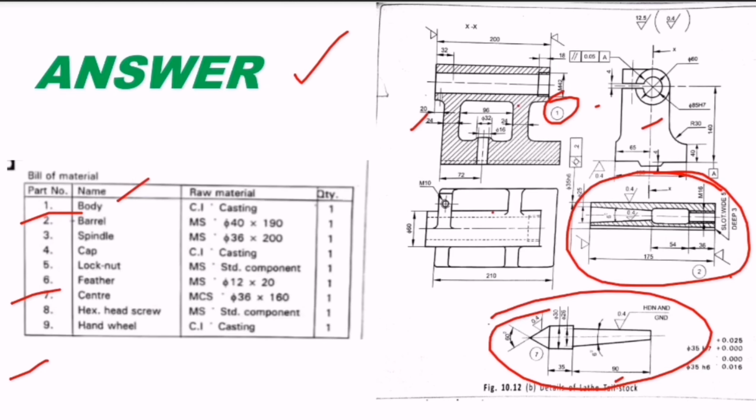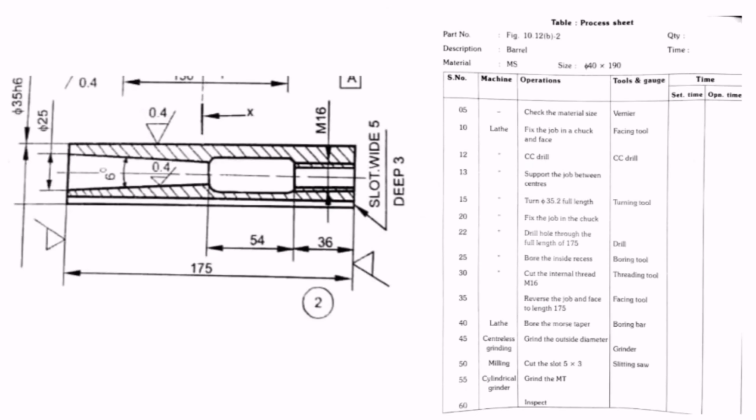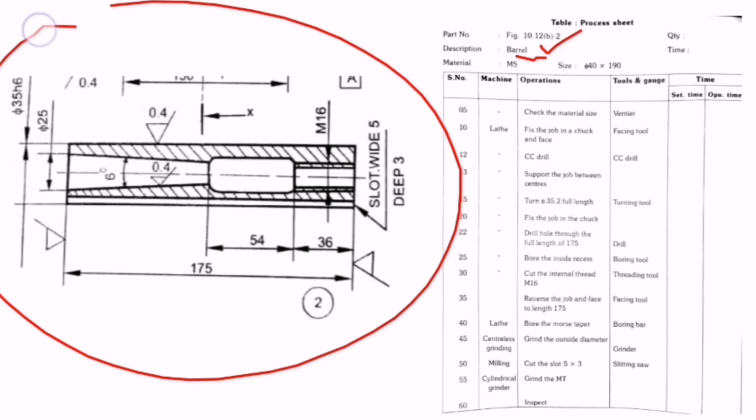The first figure is body, which has front view, top view and side view. In this lathe tailstock, we are preparing the process sheet for the barrel. This is the barrel, second part in the total answer. So observing this figure, we prepare the process sheet. In the process sheet, compulsorily the first operation is always checking the material size, and the final thing is inspection. So first is checking the material size and last is the inspection of the final object. The second operation is to fix the job in the chuck and do the facing operation.